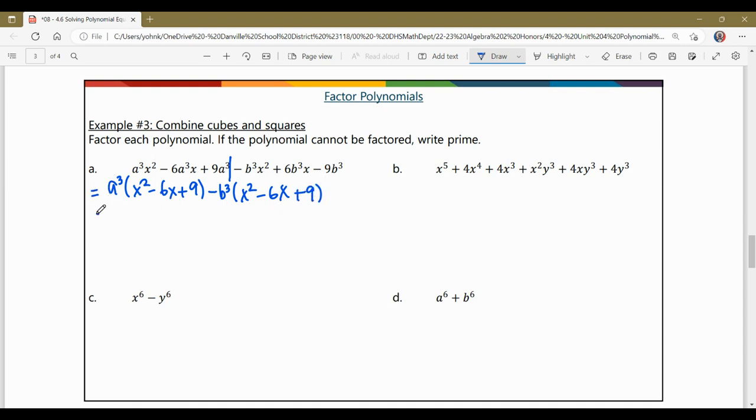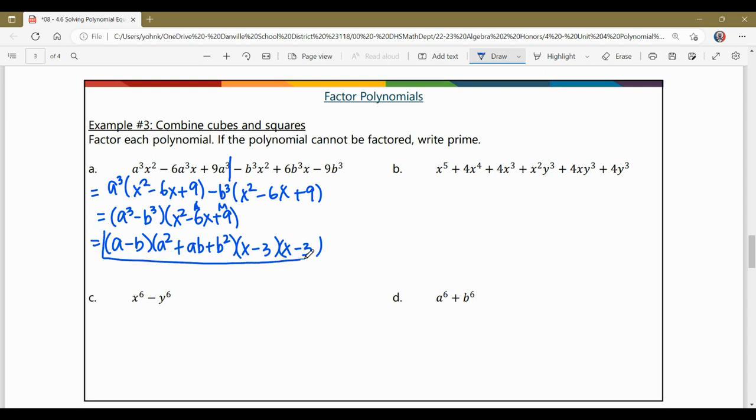All right, so we got a cubed minus b cubed. That's in the first parenthesis. And x squared minus 6x plus 9 goes in the second. Now, a cubed minus b cubed is an actual formula. It's a minus b, a squared plus ab plus b squared. And x squared minus 6x plus 9, I can try to factor. There's a coefficient of 1 in front of the squared letter, so I'm looking to add and multiply. That would be negative 3 and negative 3. I can put x minus 3 quantity squared if I wanted to.